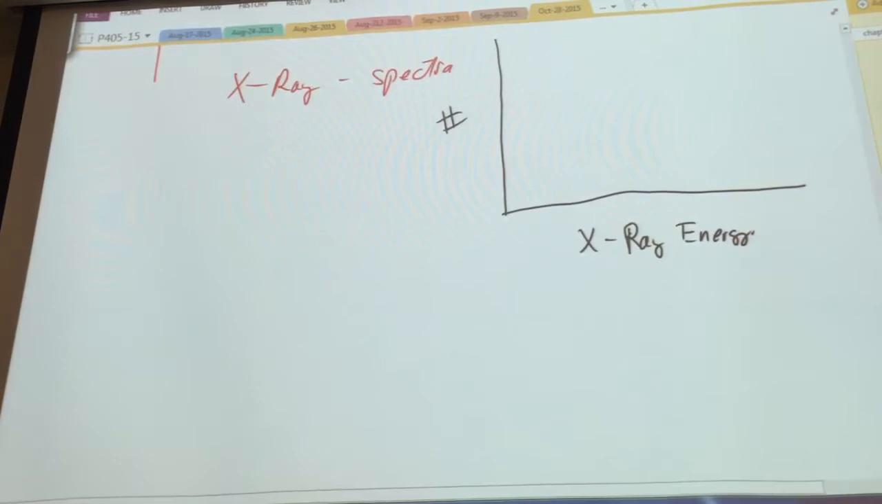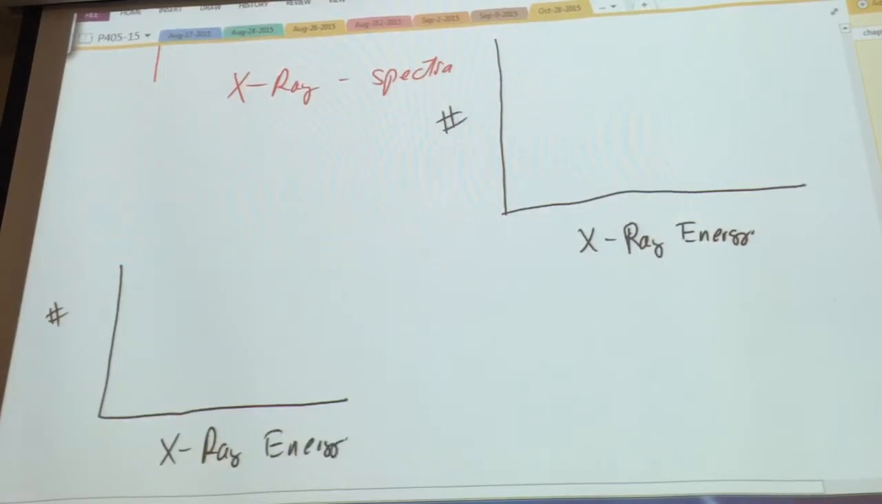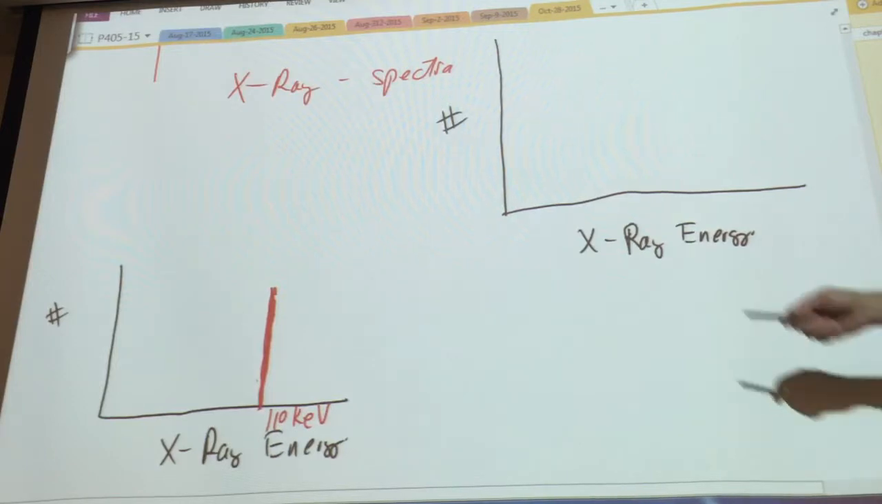So let's talk about the ideal case. We have number and X-ray energy. Let's just suppose we had 110 kilovolts, so this is 110 kilo electron volts for energy. And what we would see in the ideal case is just a big spike of all our photons produced at that energy.